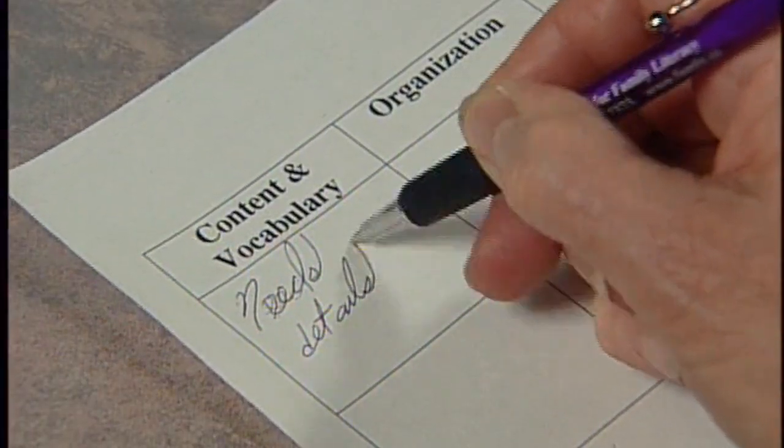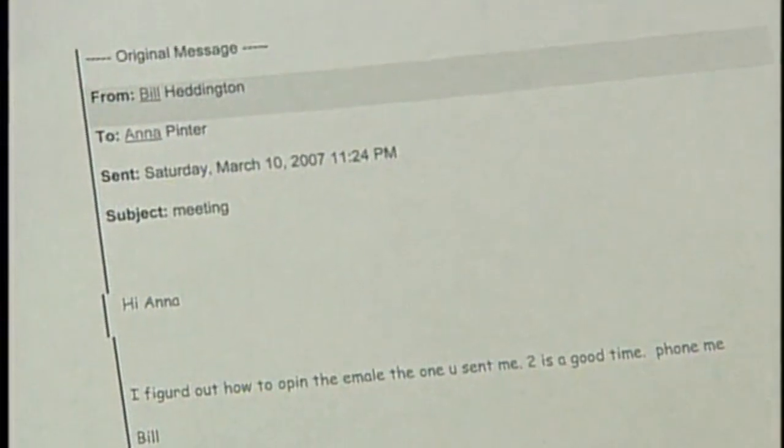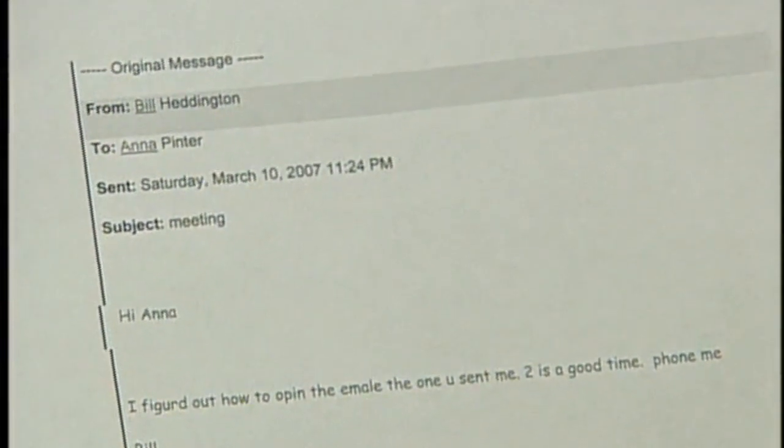Okay, so let's put down that your writing needs to include details. Yeah. And this will remind me to teach you some pre-writing strategies so that you'll remember to put in the details. Okay? Now, let's look at the vocabulary. Okay, you mean the words, right? Well, like here, I put the word good, but that's not really the word I wanted to use. I wanted to say that I was available at 2, but again, I didn't know how to spell available.